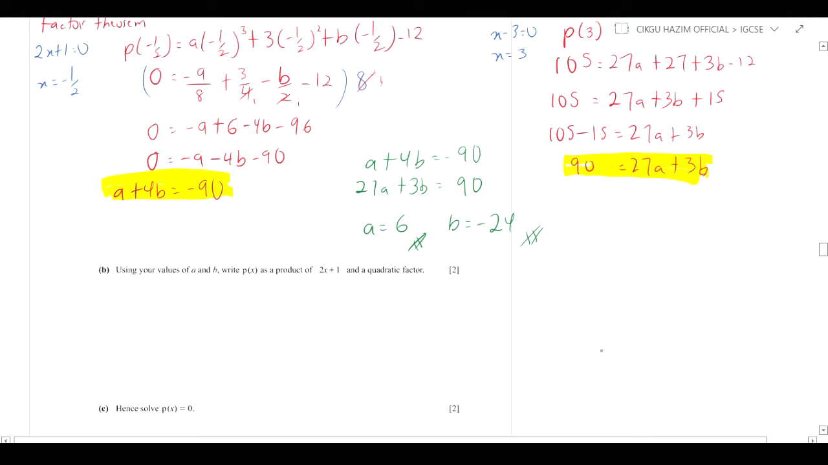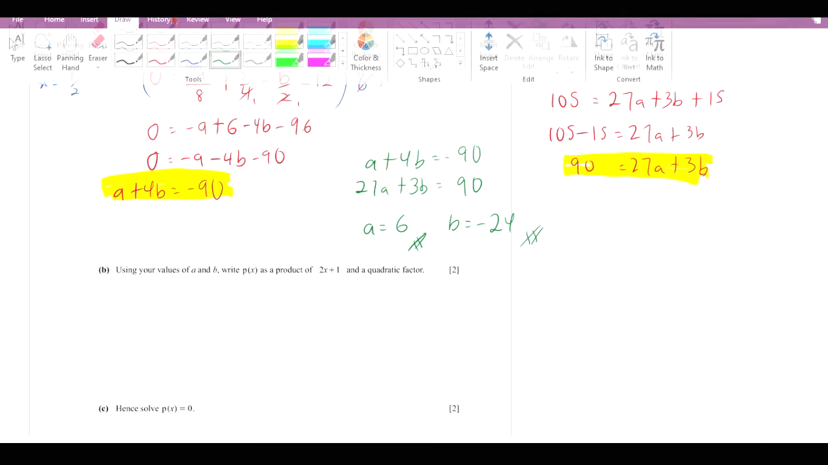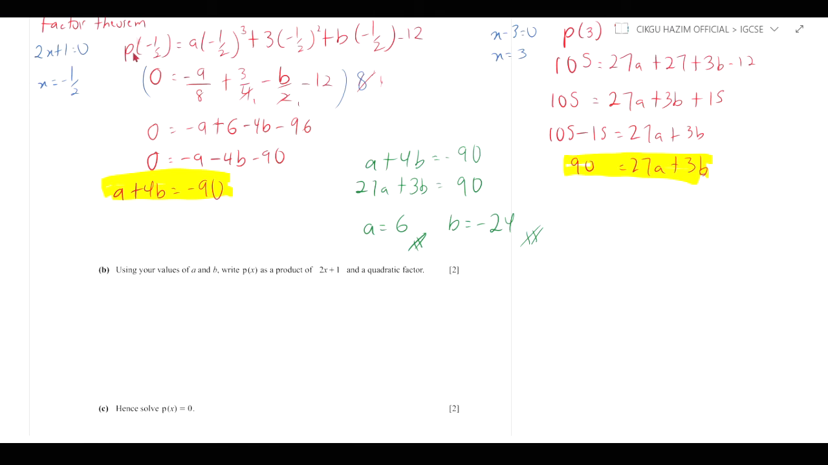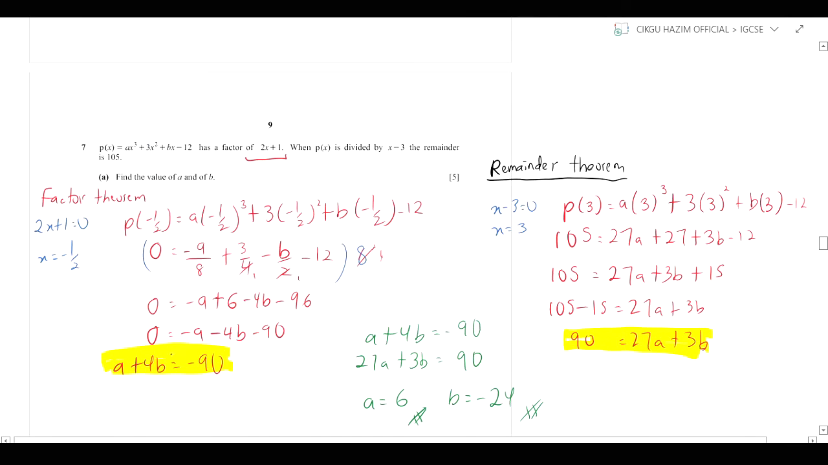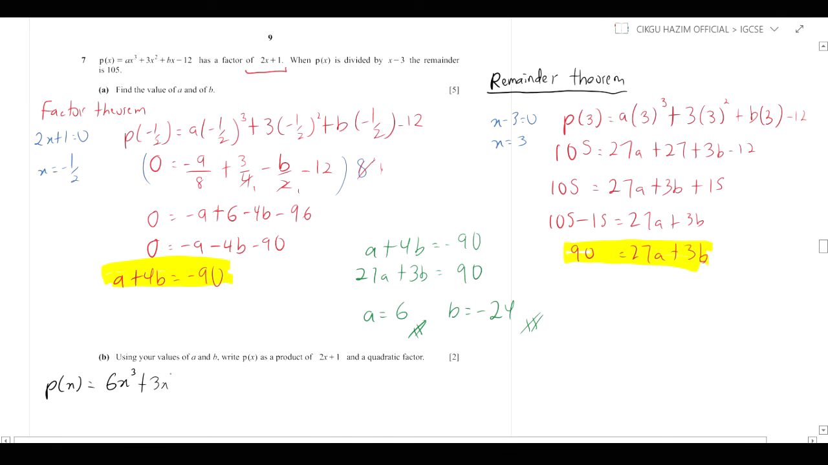Using your values of a and b, write p(x) as a product of 2x plus 1 and a quadratic factor. So rewrite p(x) first. p(x) is equal to, your a is equal to 6, so it's going to have 6x cubed plus 3x squared, and your b is negative 24, so minus 24x and then minus 12.